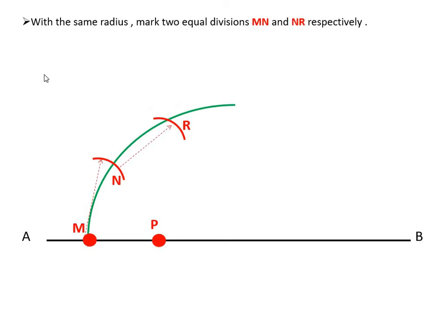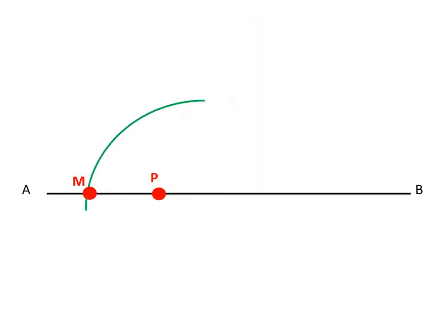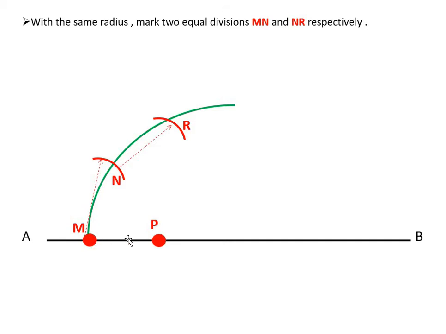Let us see the next step. After you have marked this point M, don't change the radius. Whatever radius you've taken to draw this green color arc, don't change the radius. What you do, you change the center point. Earlier the center was P, now your center will be M. And from center M, you draw one arc with the same radius, the same radius you've taken to draw the green color arc, and draw another arc, but this time from point M, like this. Draw this arc.